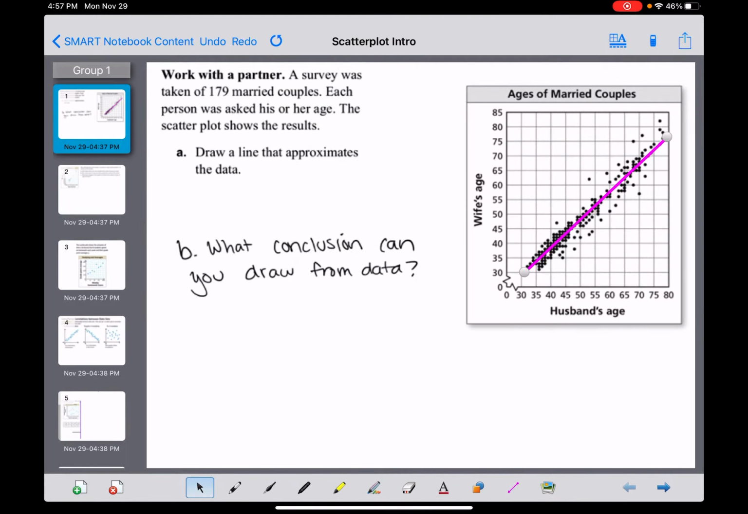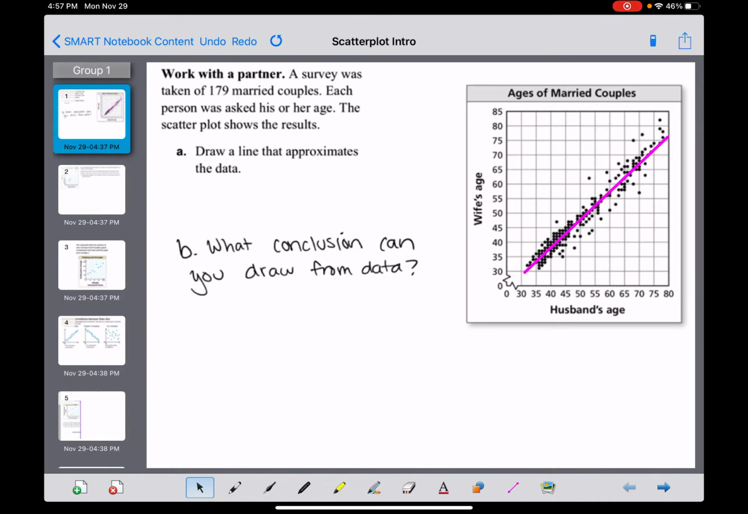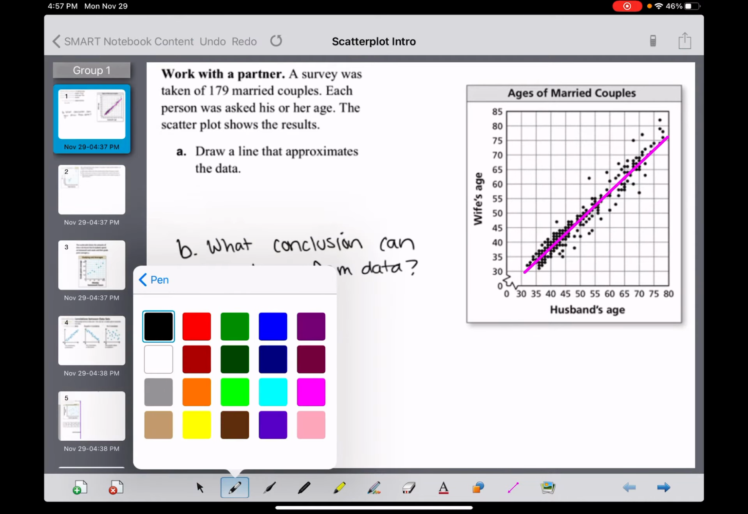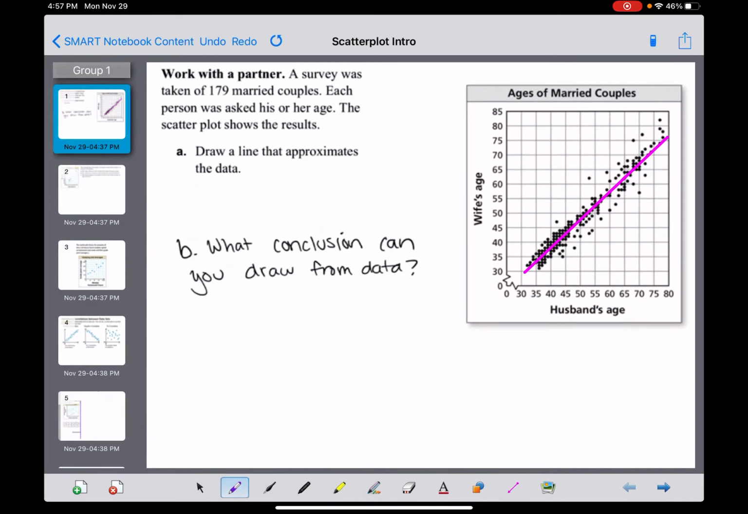Okay. Then it asks us to draw a conclusion based off of the data. Well, it seems as if it's going in a positive trend. How do I know that? Just like we know when it's a positive slope, it is going uphill. So some conclusions I can draw is that it is going in a positive trend. I can also conclude that as the husband age increases, so as husbands get older, the wife's age also tend to get older, which is what makes it a positive trend.